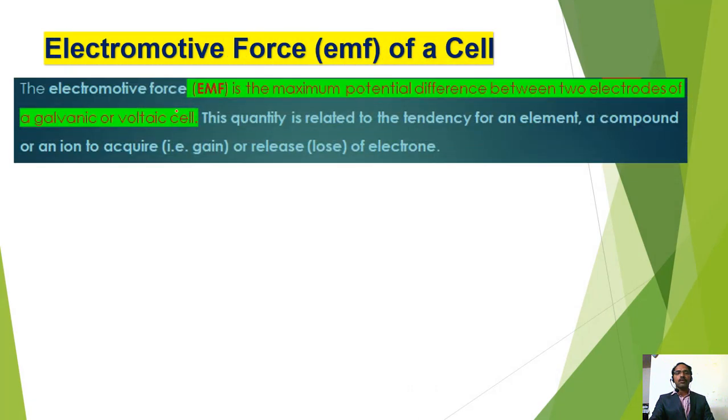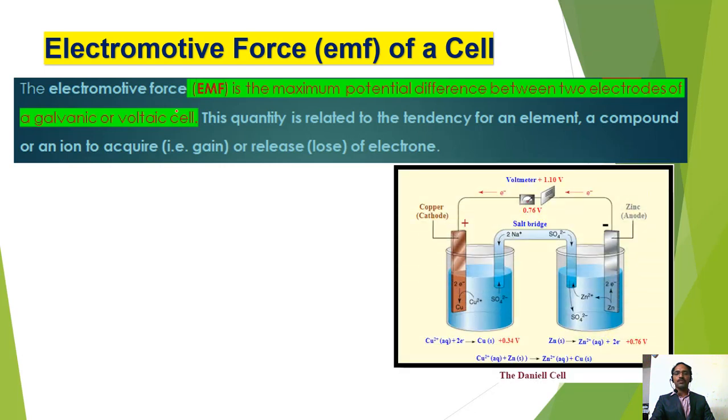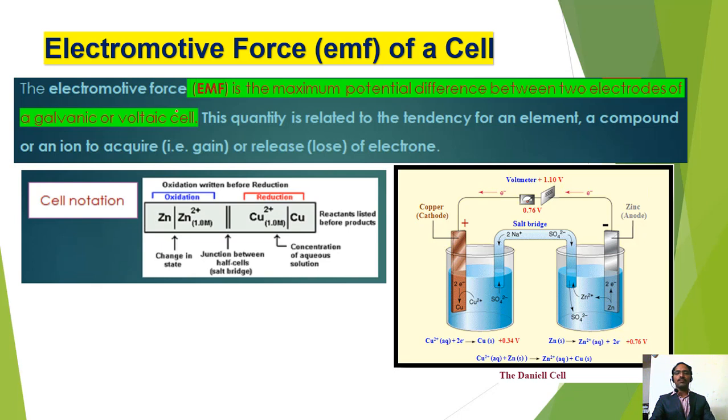Next, electromotive force of a cell. What is electromotive force? What is EMF? EMF is the maximum potential difference between two electrodes of a galvanic cell or voltaic cell. This quantity is related to the tendency for an element, a compound or an ion to acquire, that means gain, or release electrons.